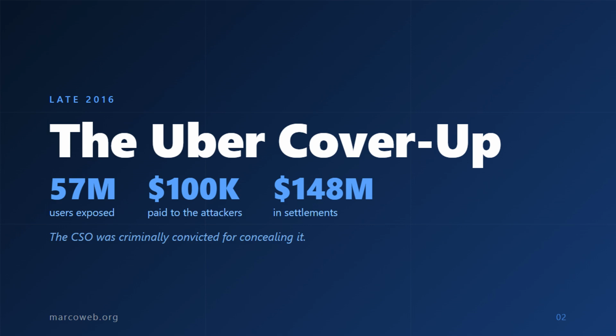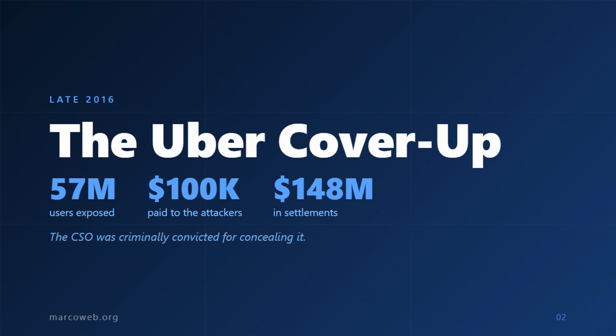Late 2016. Two attackers get into Uber's private code repositories, find cloud access keys sitting in the source code, use them to reach a storage bucket, and download the personal information of 57 million users plus 600,000 driver license numbers. Uber did not detect any of it. They found out when the attackers emailed them demanding money.